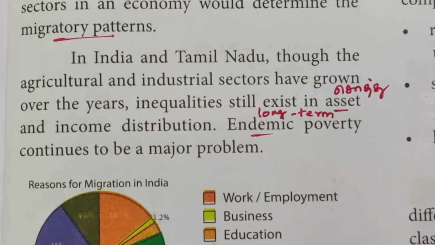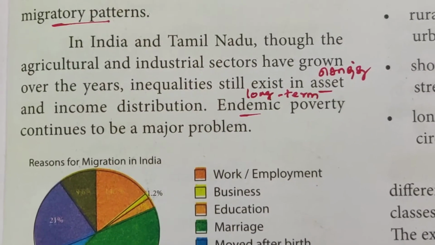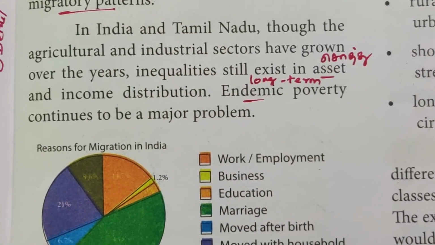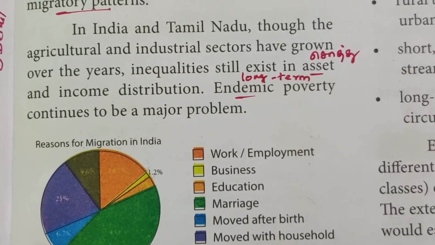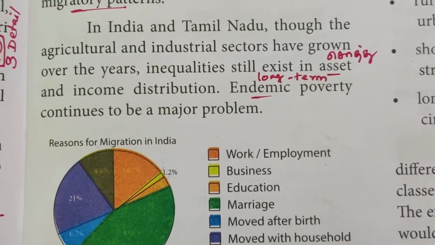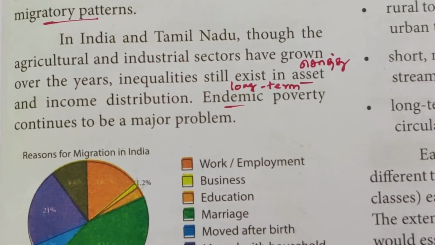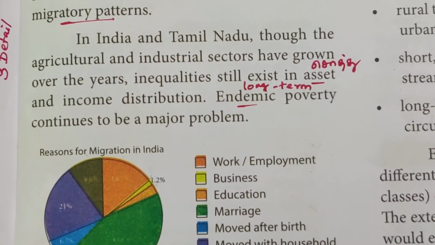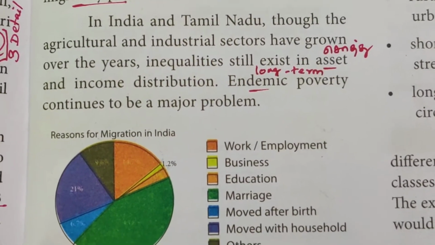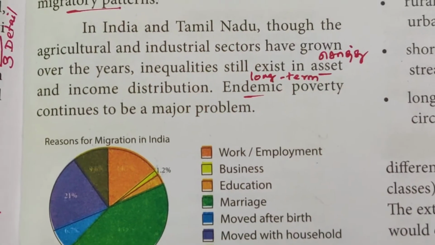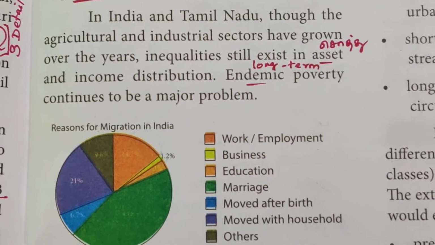In India and Tamil Nadu, though the agricultural and industrial sectors have grown over the years, inequalities still exist in assets. That is, there is no equal status between all. Asset means sottu, and in income distribution, everybody does not have the same income and the same assets. The sottu is not equal. So endemic, that means long-term poverty continues to be a major problem.